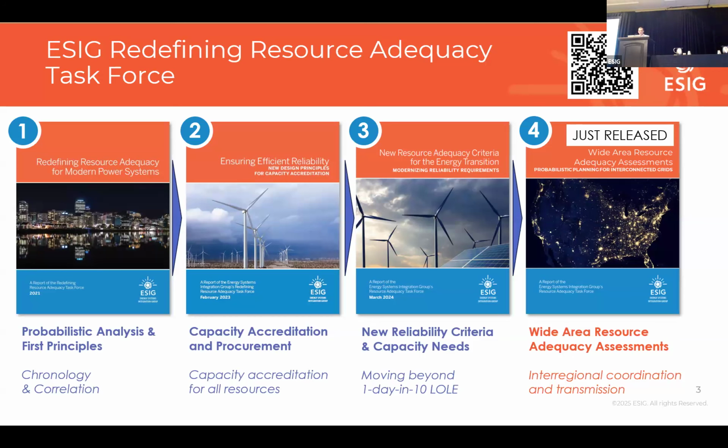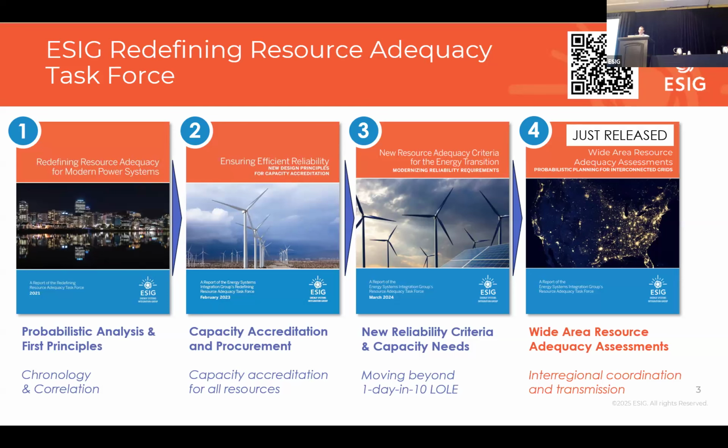The second paper was really around accreditation of resources and procurement, how we should be measuring the relative resource adequacy contributions of different resources. The third paper came out last year around reliability criteria. Where did the 1-day-in-10-years LOLE come from? What are some other criteria we could be considering? What are the pros and cons of each of those? And how should we think about measuring whether or not a portfolio of resources is reliable?